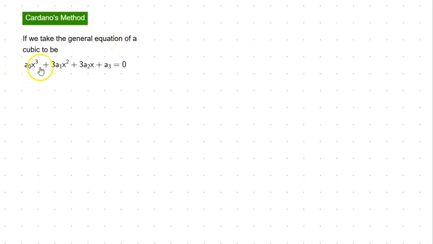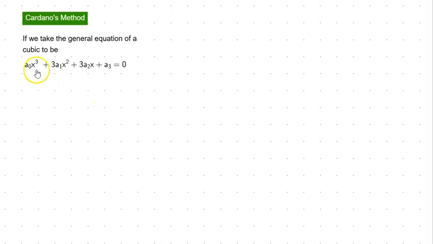In the previous sessions, we have used Cardano's method for solving the cubic equation. Now, let's look at it much more formally. If we take the general equation of a cubic to be a₀x³ + 3a₁x² + 3a₂x + a₃ = 0.